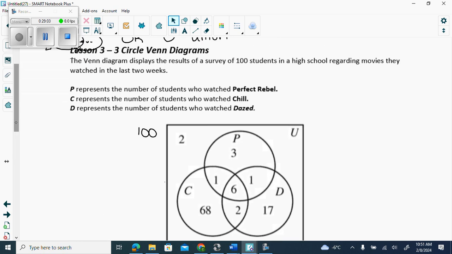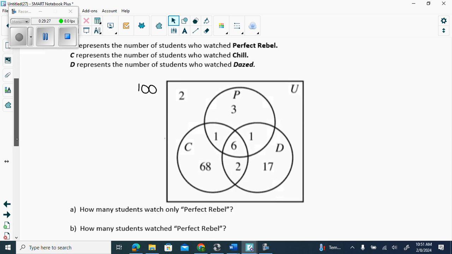Okay. So this says the Venn diagram displays results of 100 students in a high school regarding movies they've watched the last 2 weeks. Okay? So they surveyed. Of those people, P represents the number of people who watched Perfect Rebel. So that was the movie of probably the last 2 weeks. Then C represents people who watched Chill. D is Dazed. And there it is. And then I have 2 on the outside. What do those 2 on the outside represent? People who didn't watch any of those. Maybe they watched something totally different or didn't watch TV at all, right?